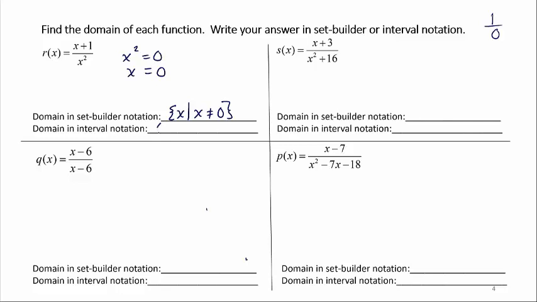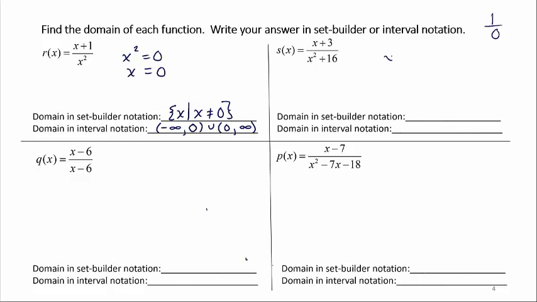So in interval notation, we think about the number line, right? We're including everything on the number line except for 0. So negative infinity up to 0, an open bracket at 0, in union with 0 to positive infinity, right? Now, let's do this next example. We have s of x is equal to x plus 3 divided by x squared plus 16.